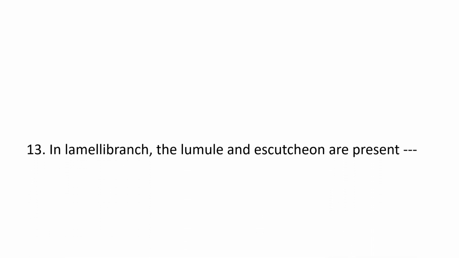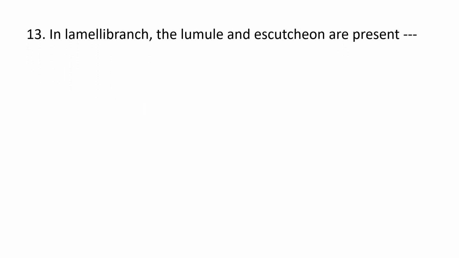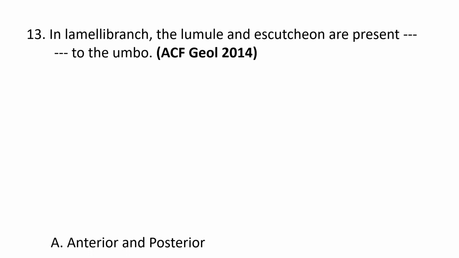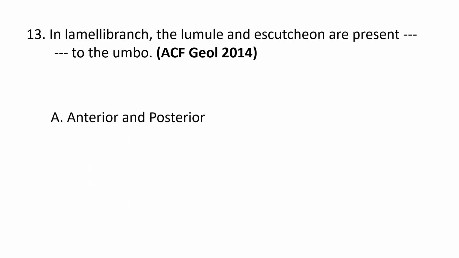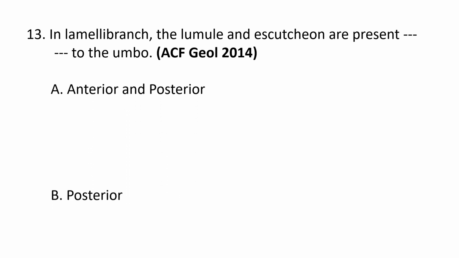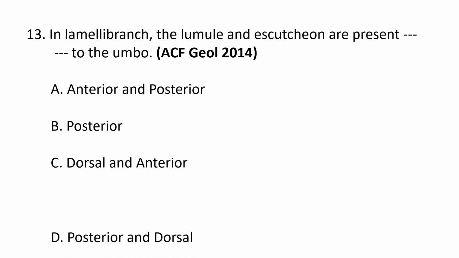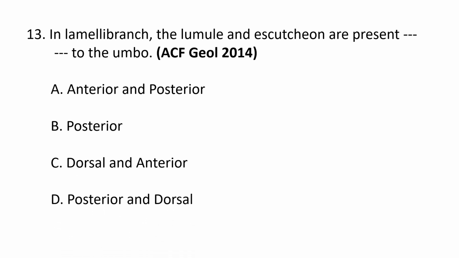Next question. In lamellibranchs, the lunule and the escutcheon are present dash to the umbo. So the options are A. Anterior and posterior, B. Posterior, C. Dorsal and anterior, D. Posterior and dorsal. So in lamellibranchs, the lunule is present anterior to the umbo and the escutcheon is present posterior to the umbo. So that's why A is the correct option.